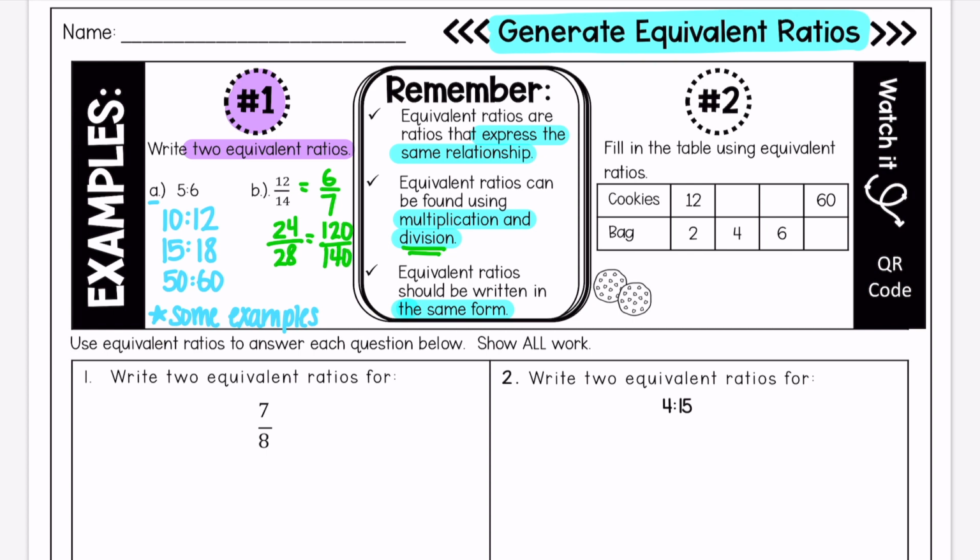So again, this is 3 examples. I only needed 2, but I wanted to show you both division and multiplication on them so you could understand. But you're just picking a number, and whatever you do to one of the numbers, you have to do to the other. So you have to keep it equivalent.